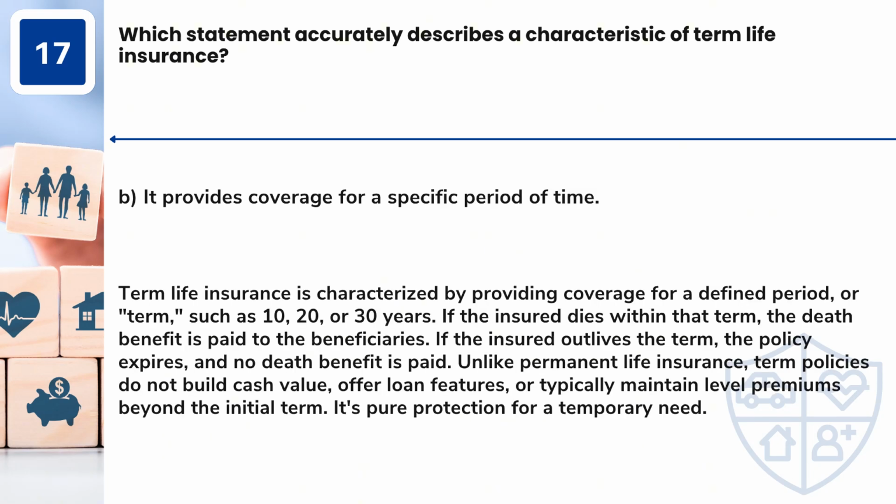Answer: B. It provides coverage for a specific period of time. Term life insurance is characterized by providing coverage for a defined period, or term, such as 10, 20, or 30 years. If the insured dies within that term, the death benefit is paid to the beneficiaries. If the insured outlives the term, the policy expires, and no death benefit is paid. Unlike permanent life insurance, term policies do not build cash value, offer loan features, or typically maintain level premiums beyond the initial term. It's pure protection for a temporary need.